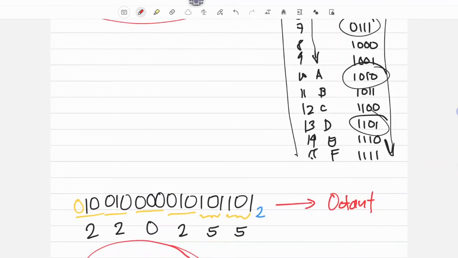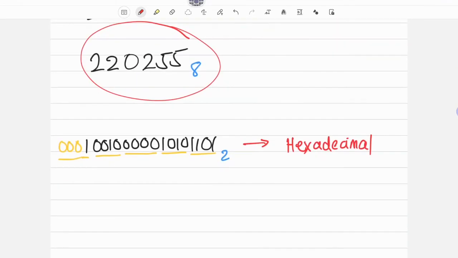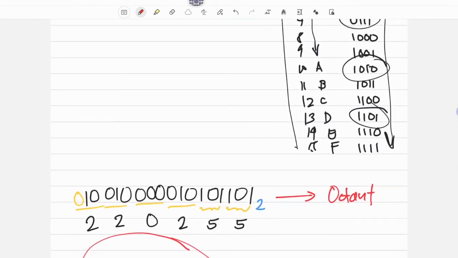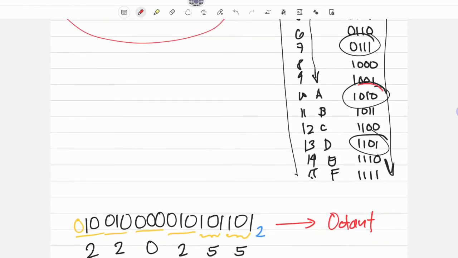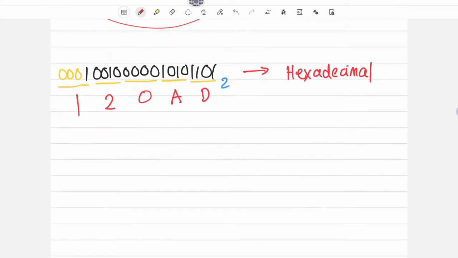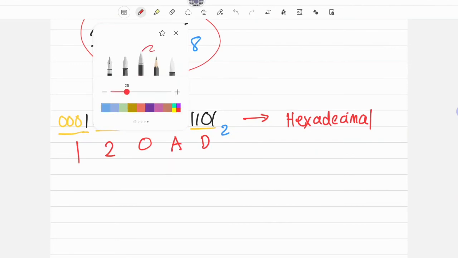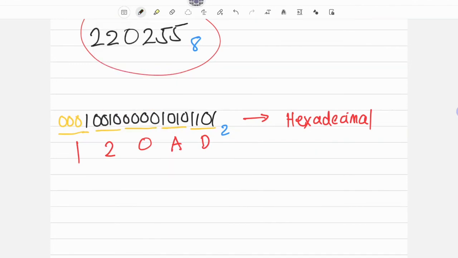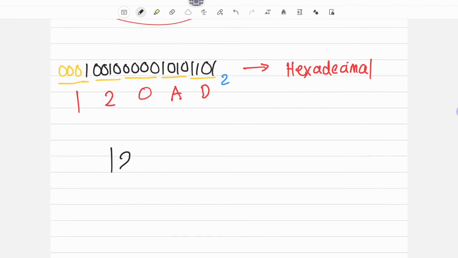1101, what is that? That is D. 1010, that is A. This is 0010, I think that's 2. And 0001, that is 1. Oh, I got it right. So this is your previous example. So that is 120AD.